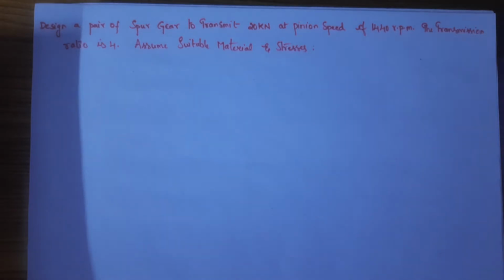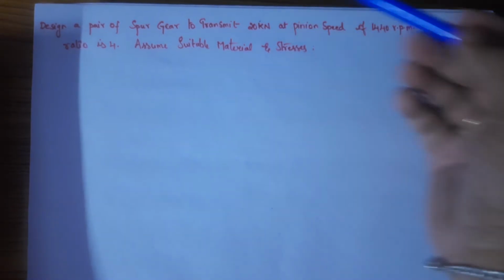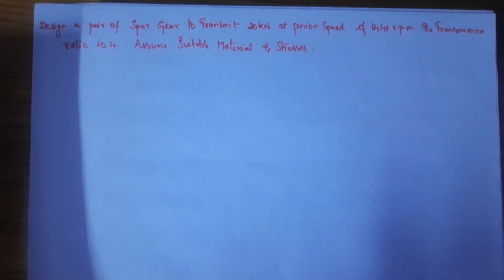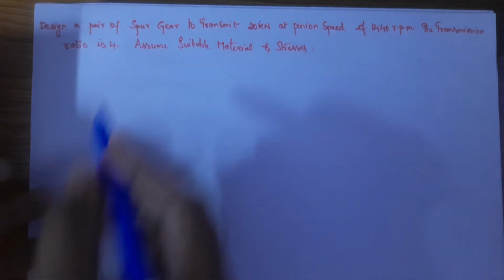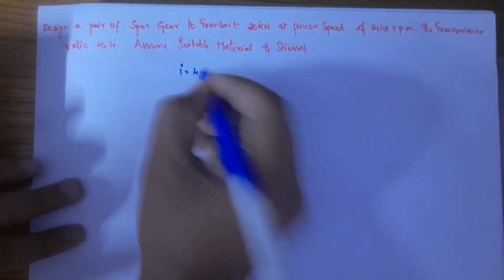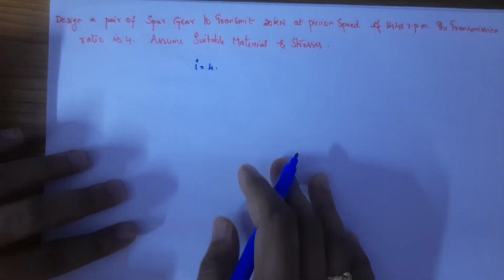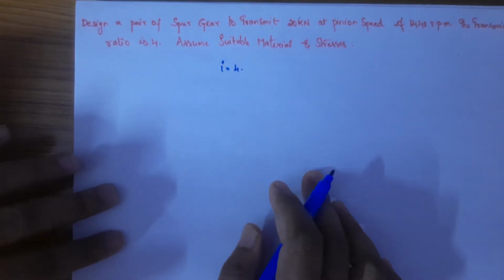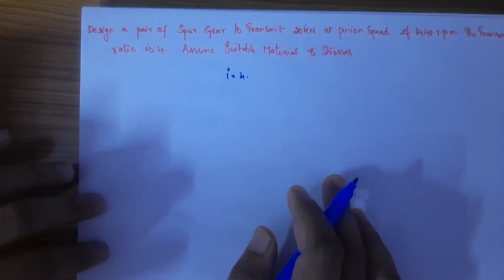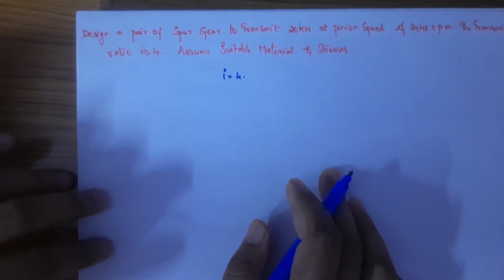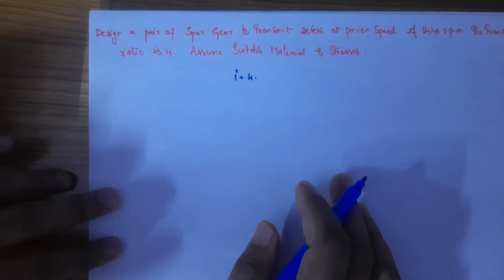Actually, for the design procedure of a spur gear, these conditions are enough: power, speed and transmission ratio. Here the question gives the transmission ratio, although if it is given as velocity ratio or gear ratio, that is nothing but i. So i is equal to 4, and you can take the value directly. Next, we are asked to design with suitable material and stresses, so we are going to select suitable material and stresses that are helpful for the design of a spur gear.